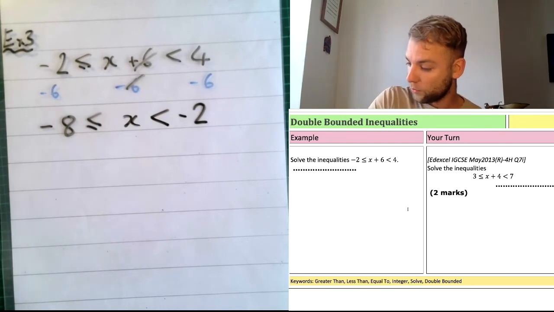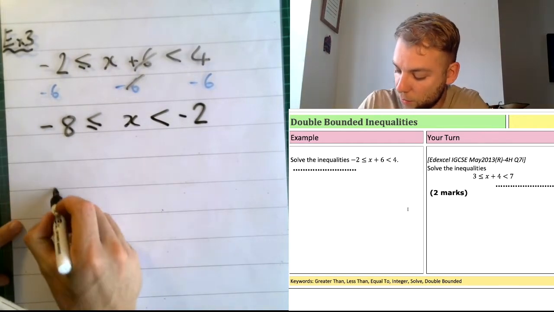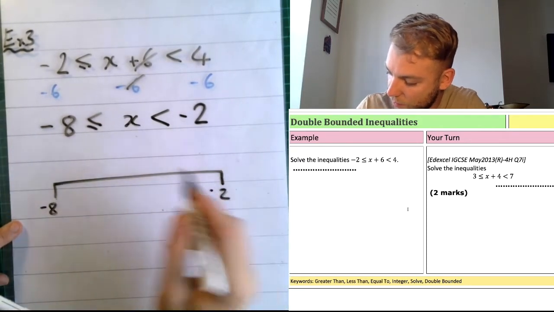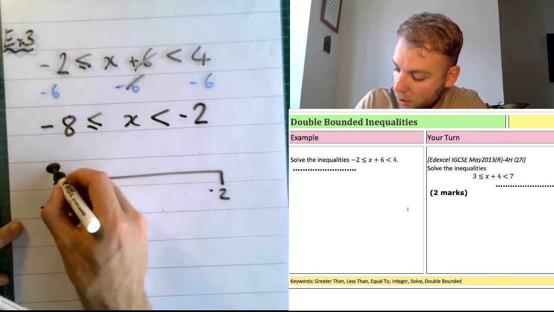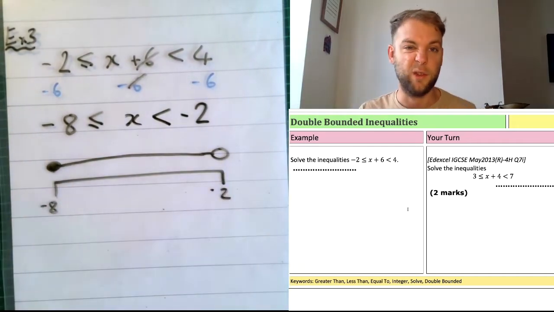Okay. If we wanted to, we could draw that, and I will draw a little sketch of it, because we will need that later on. So it's between negative 8 and negative 2. It's a closed dot here, all the way up to negative 2, which is an open dot. I don't need to fill those in.